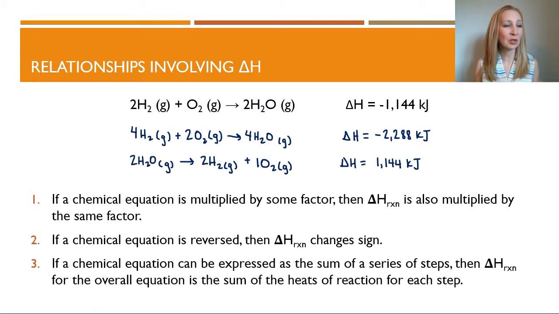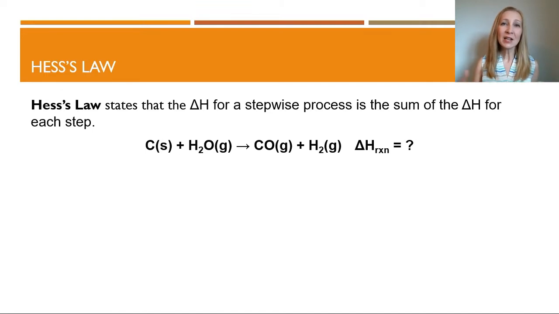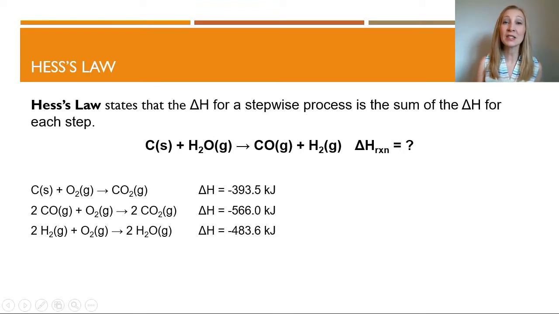Now the last thing we can do is this: if a chemical equation can be expressed as a sum of a series of steps, then the delta H of the reaction for the overall equation is the sum of the heats of reaction for each individual step. This is a lot of words, but I'm going to show you what this is like, and we're going to use the first 2 rules to help us with that third rule. This number 3 is called Hess's law, which states that the delta H for a series of steps is the sum of the delta H for each individual step.